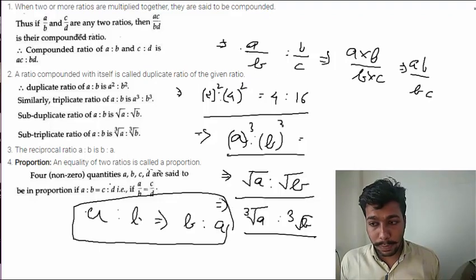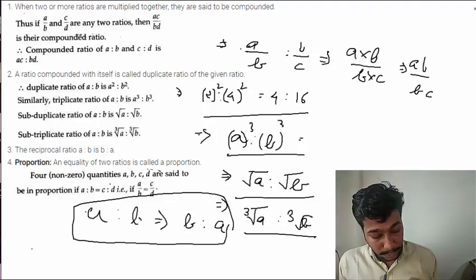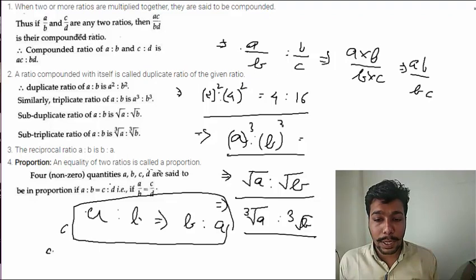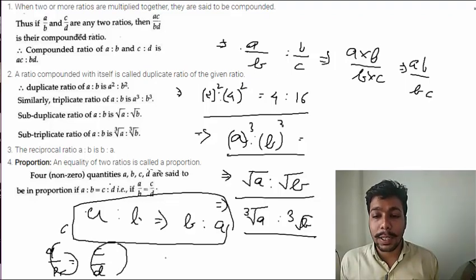Now what is proportion? If two ratios are equal to each other, then that is known as proportion. For example, we have A by B, which is in proportion with C by D. So ratios A by B and C by D are in proportion with themselves.